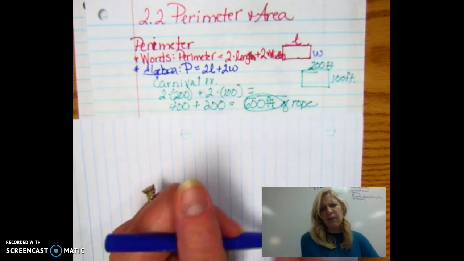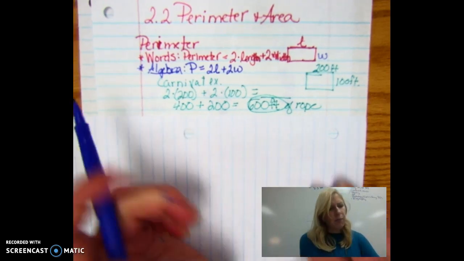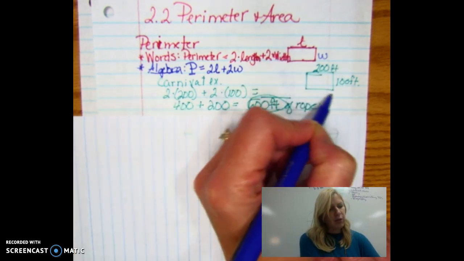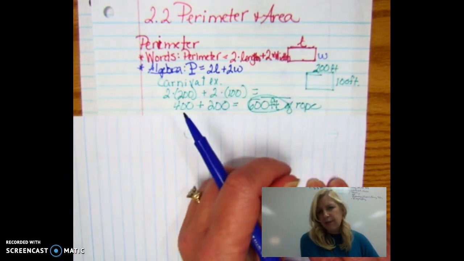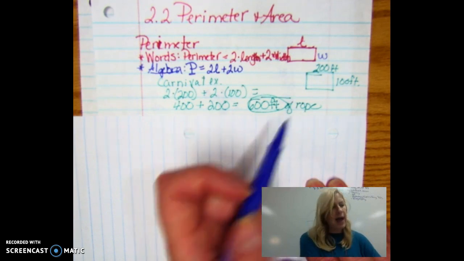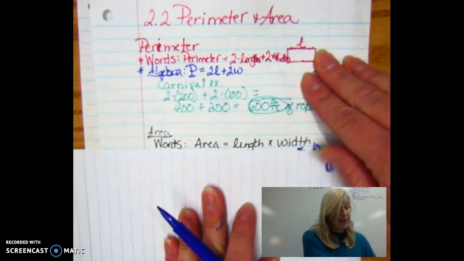Now some people get confused and say, I thought you had to add that little 2 for squared. Nope, when you are talking about perimeter, that is your length around something. That is like a fence. That's like a border of a bulletin board. It is not anything in the middle. Which brings us to area.